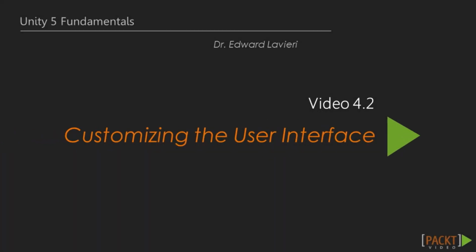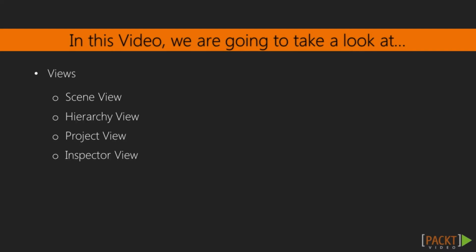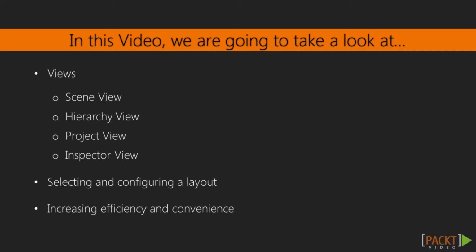This video consists of customizing the user interface. When we talk about customizing the user interface, we're talking about showing or not showing views. The views involved are the scene view, hierarchy view, project view, and inspector view. More than just selecting which views to display, interface customization includes selecting and configuring a layout. The primary benefit of customizing our Unity user interface is to help increase efficiency and convenience while we work.